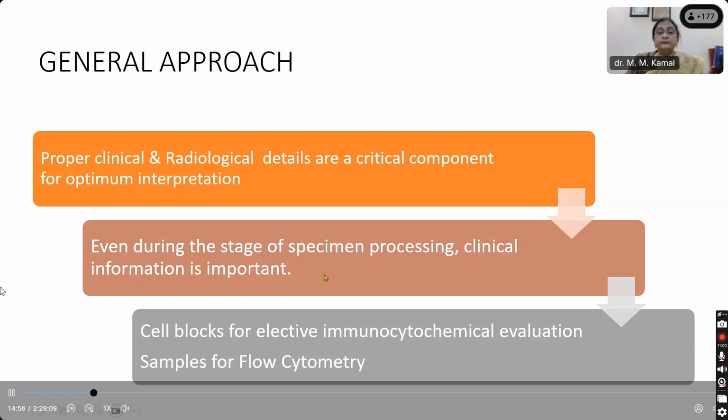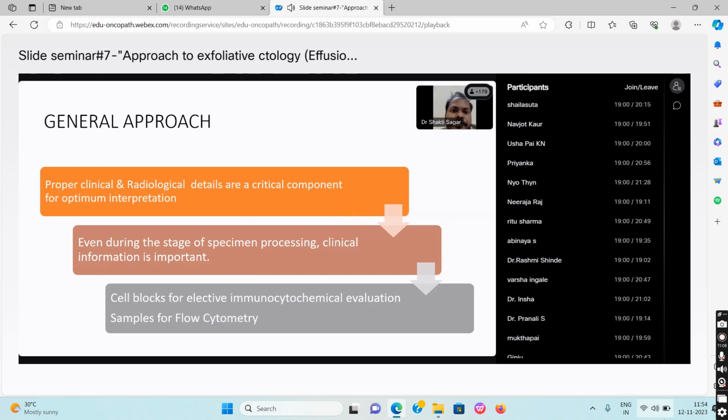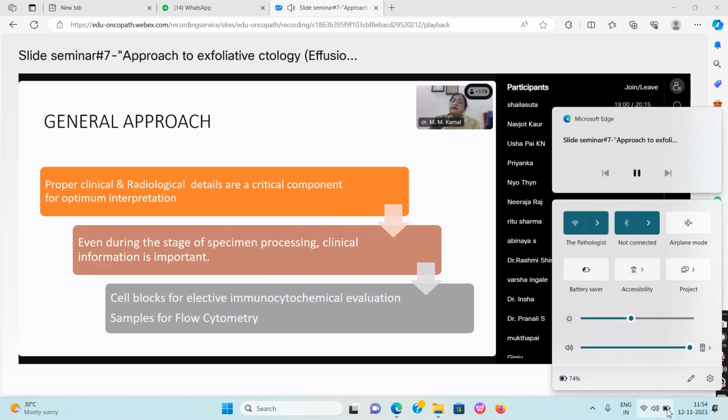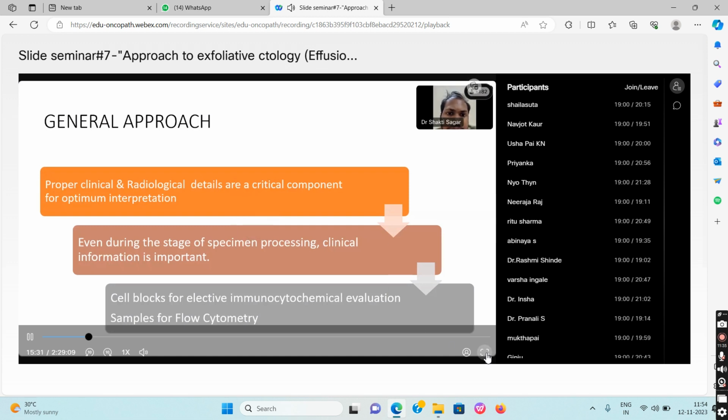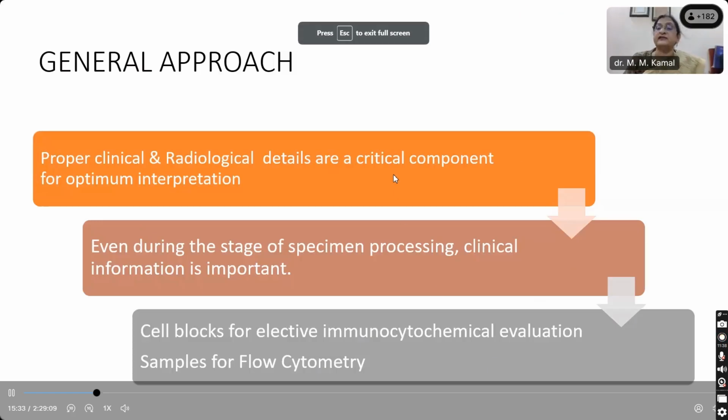What is the second point? Ma'am, even during the stage of specimen processing, clinical information is important. Yeah, so you just can't say, okay, the specimen has come, I have not made any slides, so it's okay, I don't need the information, I will make the slides and then I will ask them for clinical details. Will that be helpful, or will it be a deterrent for your interpretation? No, ma'am, it is helpful. Not helpful. What will be more helpful? Having the clinical details while you're still processing the specimen.